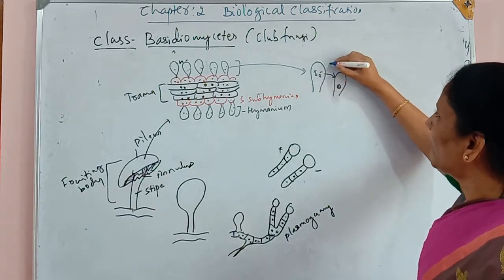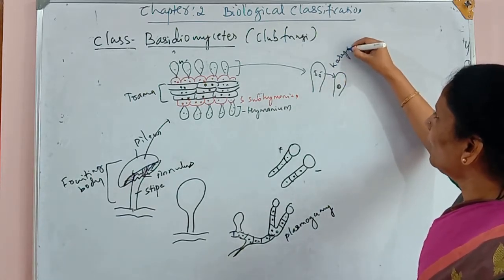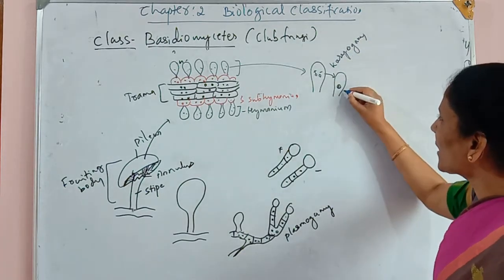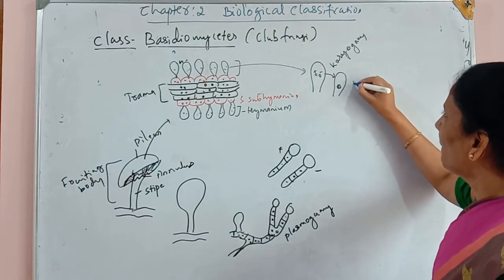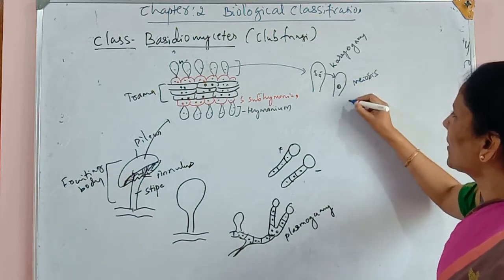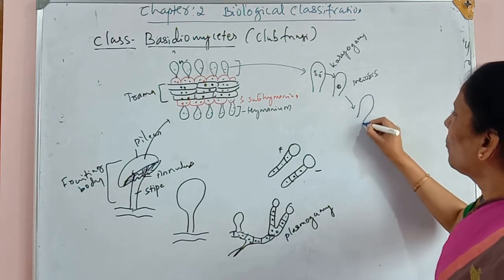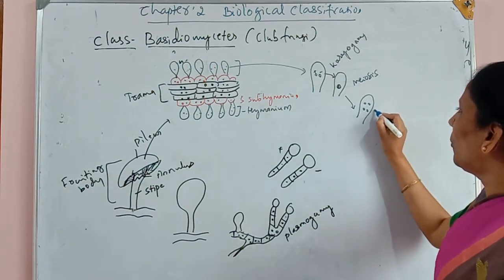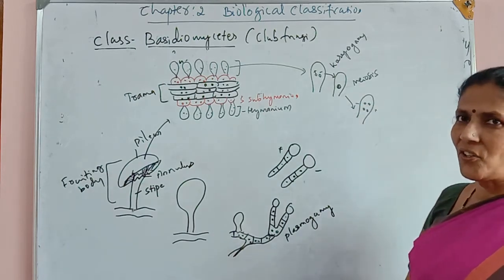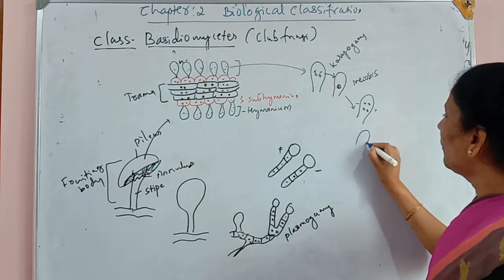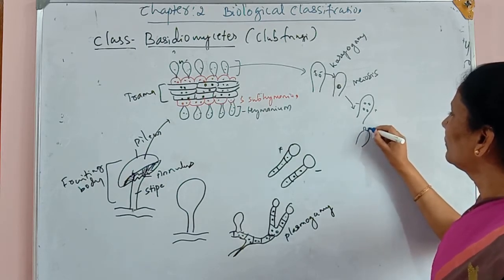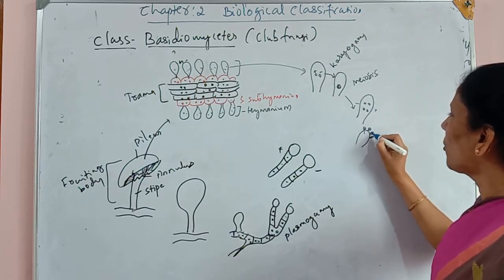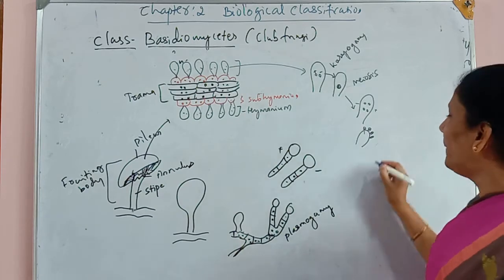So here the karyogamy takes place by the fusion of these two nuclei, and soon after the karyogamy, meiosis takes place in this basidium only, and meiosis results in 4 haploid nuclei. Among them, 2 are plus charge, 2 are minus charge. This basidium produces outgrowths, and the nuclei which are formed migrate into these outgrowths, and now they are called basidiospores.